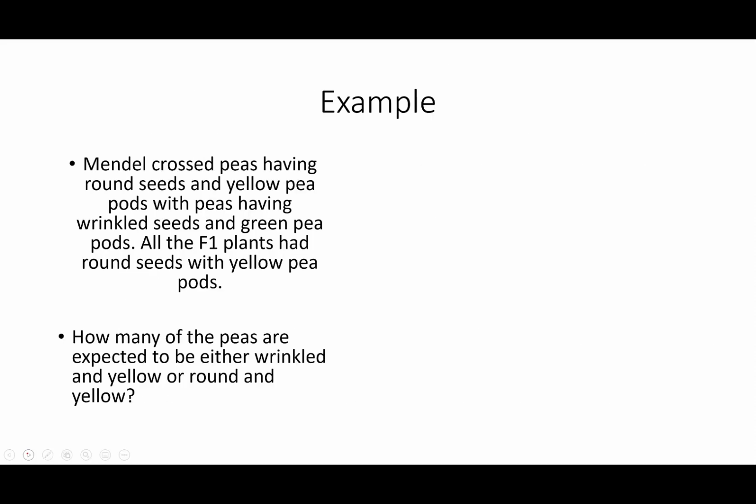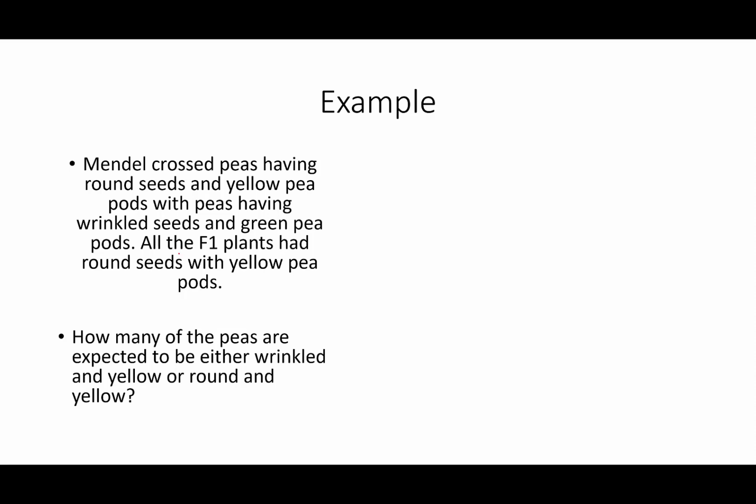So let's look at an example. Mendel crossed peas having round seeds and yellow pea pods with peas having wrinkled seeds and green pea pods. All the F1 plants had round seeds with yellow pea pods. How many of the peas are expected to be either wrinkled and yellow or round and yellow? There's a lot to unpack here, and it can be confusing when we first read this. Let's go through our steps for solving and see what we got there.